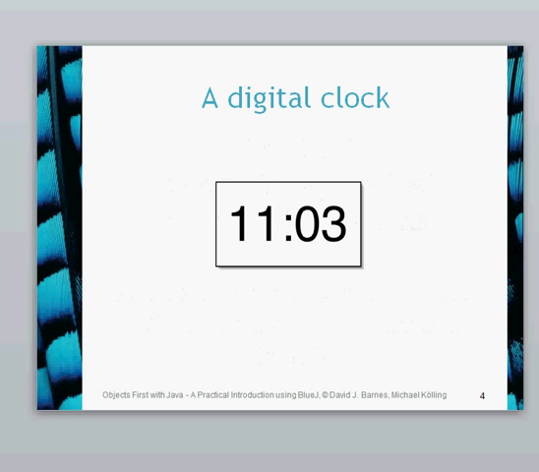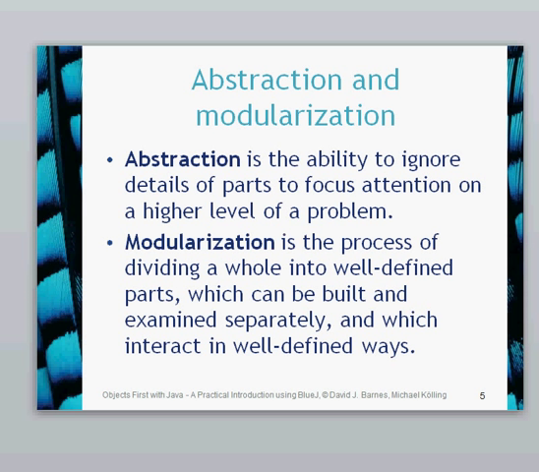So, consider a digital clock. Now, the digital clock, as seen there, shows the time 11:03, and if we wanted to represent that in code, how might we do it? We might represent it as a single time, or we might represent it in other ways, and we're going to consider how maybe to break that down now. Two concepts based on that.